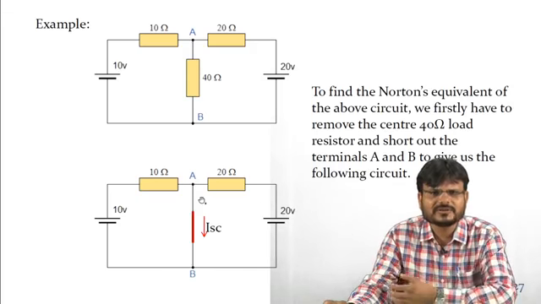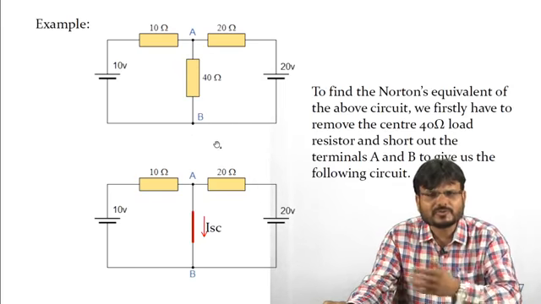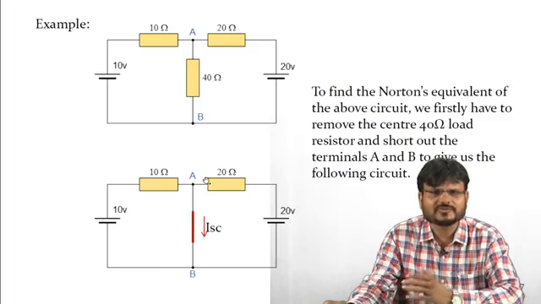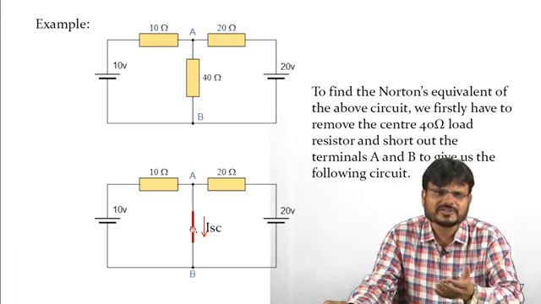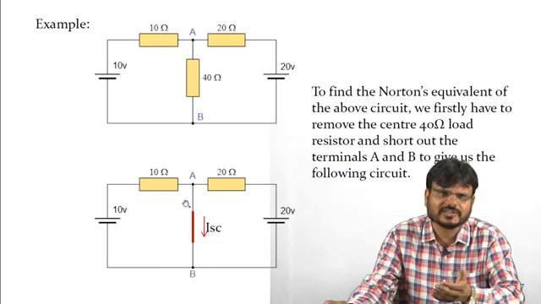Look, it will be the open circuit, because you have to find the short circuit. So what you will do? By replacing this 40 ohm resistance, you connect this terminal A and B with the help of some wire which has zero resistance. So it is sorted out. So this is a short circuit between terminal A and B.